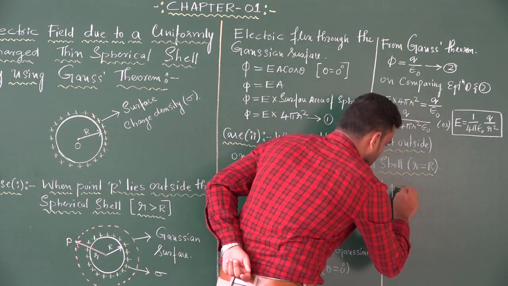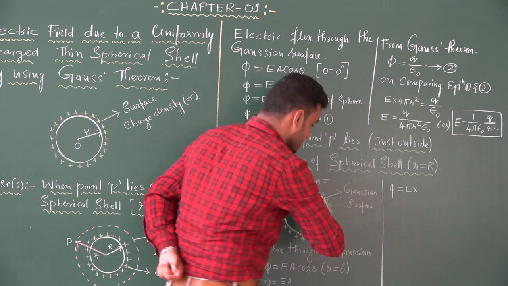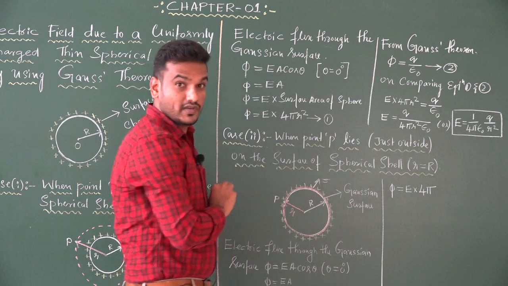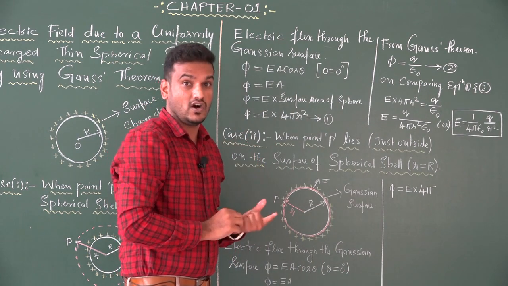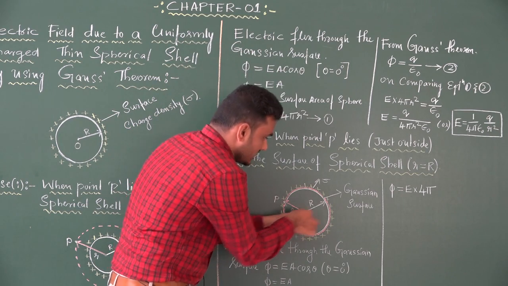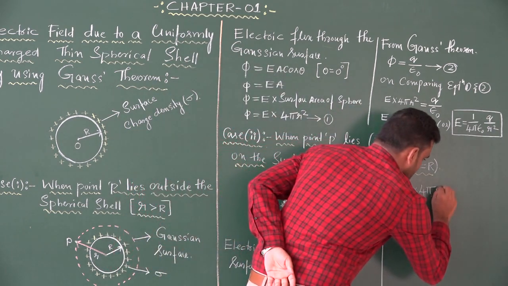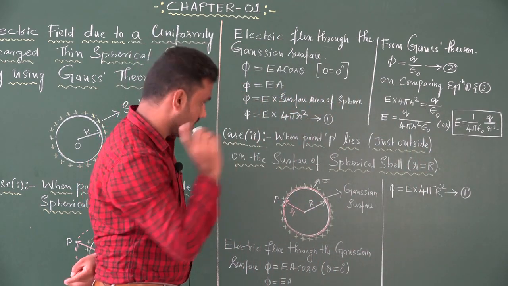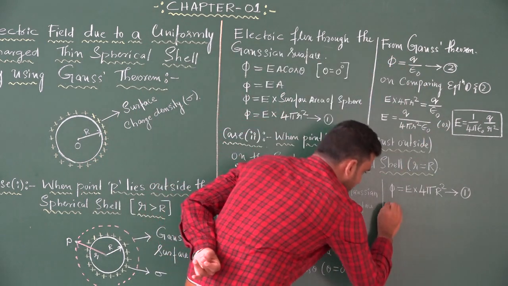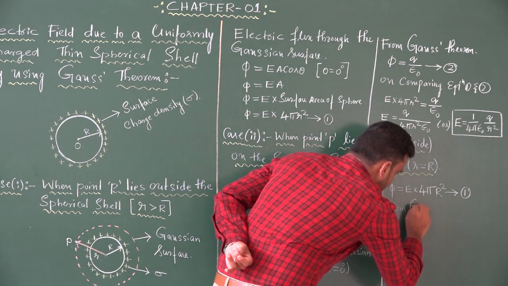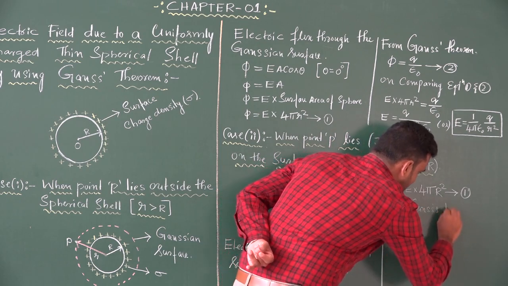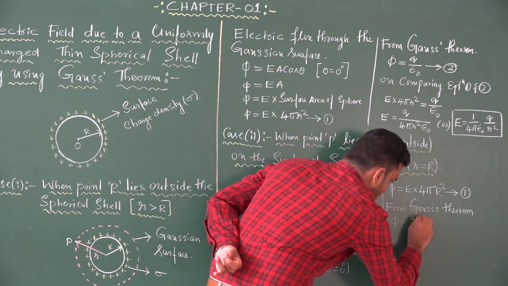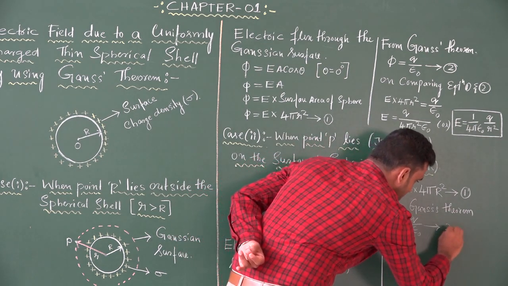So phi is equal to E into the surface area of the spherical Gaussian surface, which is 4 pi. Here I need to write capital letter R. Why? Because small letter r is equal to capital letter R. So 4 pi R square, equation number 1. Then from Gauss theorem again, we have the equation phi is equal to q divided by epsilon naught. Mark it as equation number 2.